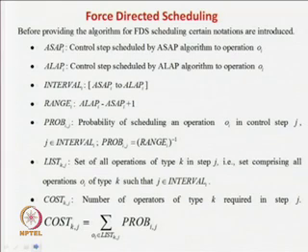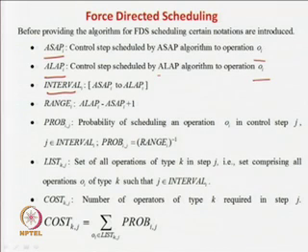First, ASAP i, the control step assigned to operation i by the as soon as possible algorithm. ALAP i, the control step assigned to operation i by the as late as possible algorithm. What is interval i? That is from as soon as possible to as late as possible. Say as soon as possible for operation 1 is 1 and as late as possible for operation 1 is 5. So interval i is equal to 1 to 5.